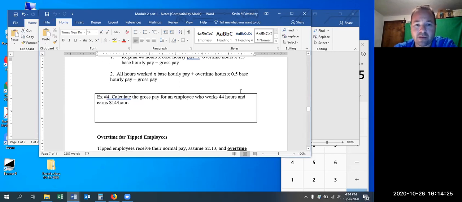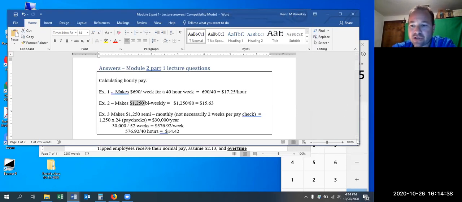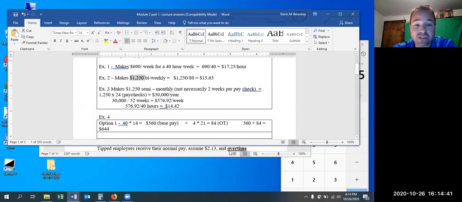So let's do number 4. If we work 44 hours and we earn $14 an hour, how much should this person be paid for those 44 hours of work? I'm going to do it both ways. Option 1 says, okay, just stop at 40 hours, multiply that by the rate. So your normal pay is $560 if you work all 40 hours. Those 4 extra hours, you're going to multiply your rate times 1.5. So 14 times 1.5 is 21. So this individual in overtime pay gets 84. So the 560 plus 84 is what they end up earning, 644. If that way makes more sense, stick with it.